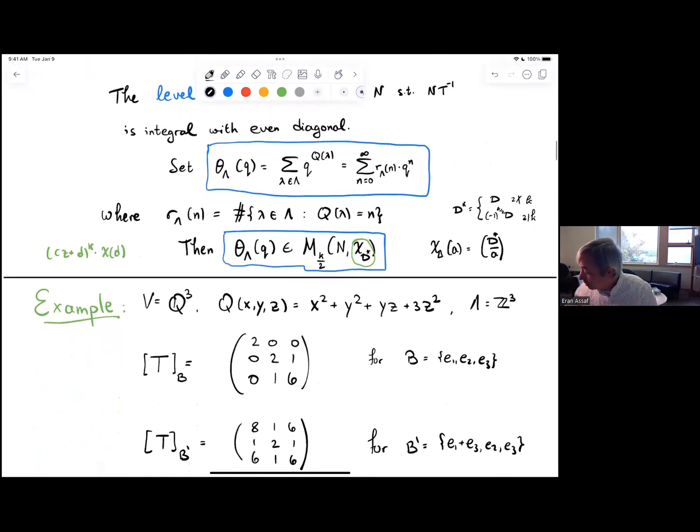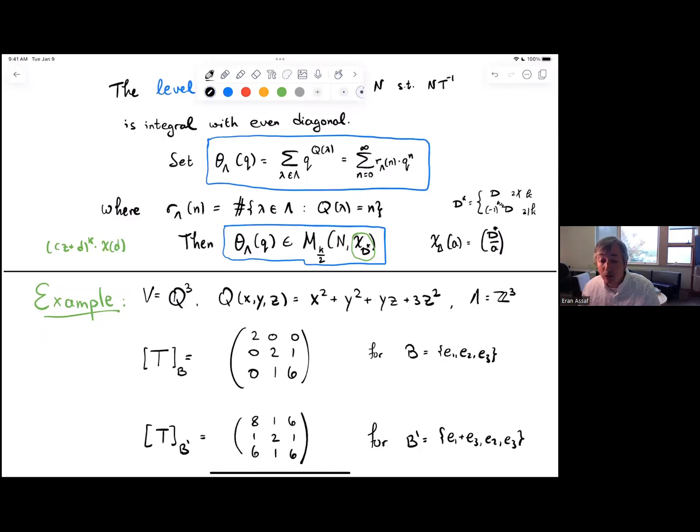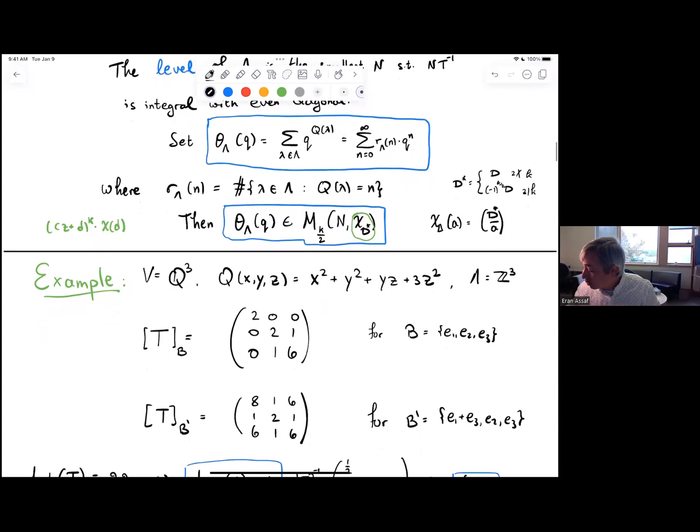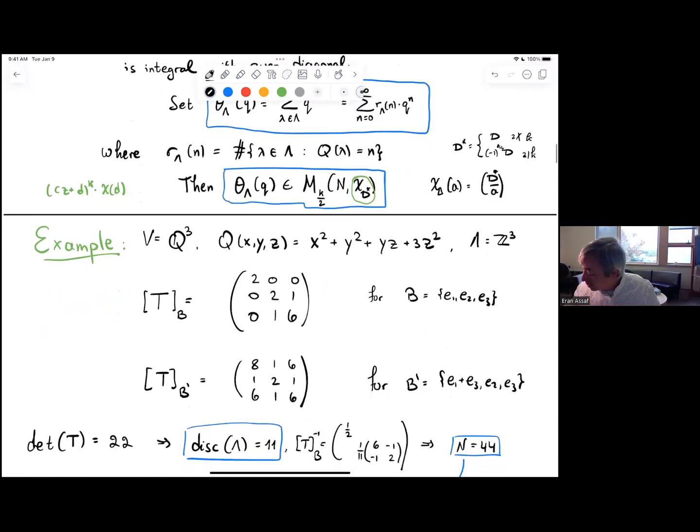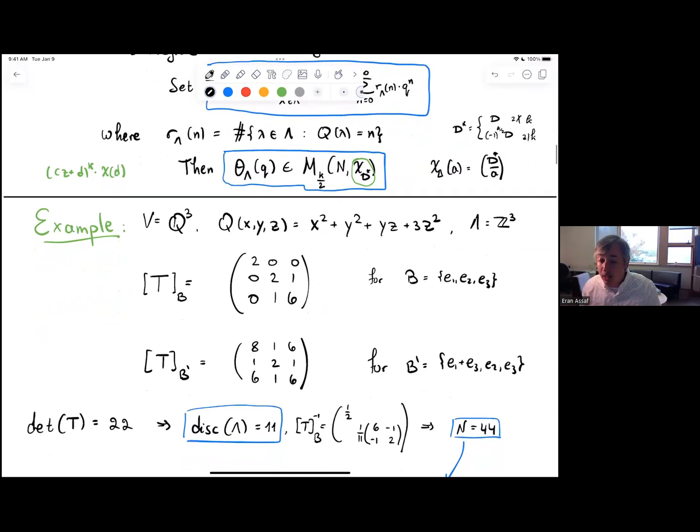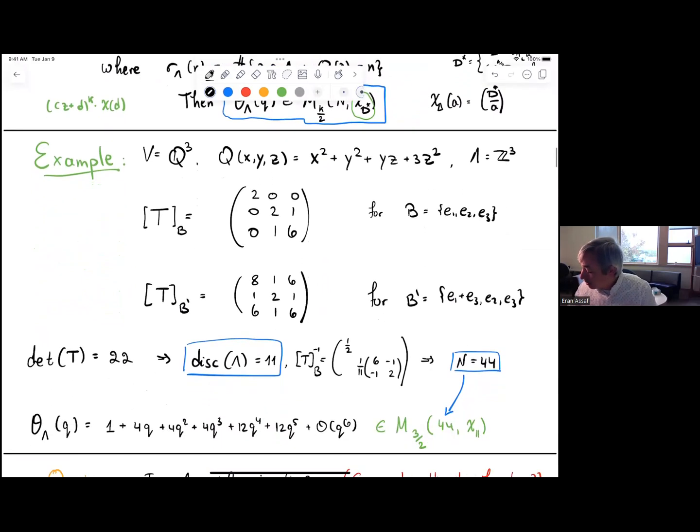I'll also note that if we take another basis, of course, we can get another Gram matrix. It will have the same determinant. For example, if we take (1, 0, 1) to be the first basis vector, we get this Gram matrix. And if we want to compute the level, we need to invert this matrix. It's quite straightforward to see that the level here is 44, which tells us that this generating series, the representation numbers of this quadratic form, gives us a modular form of weight 3/2, level 44, and quadratic character, the Kronecker character at 11.